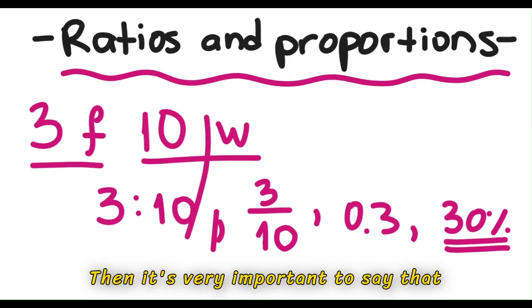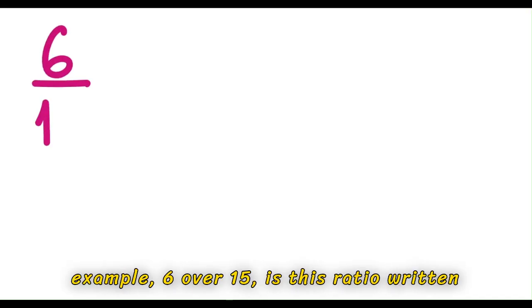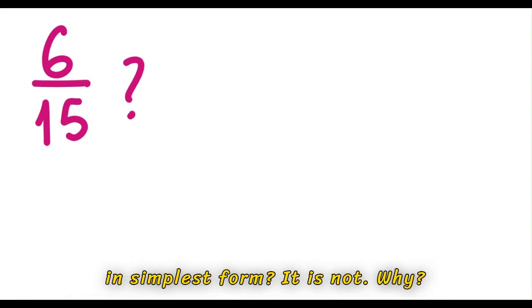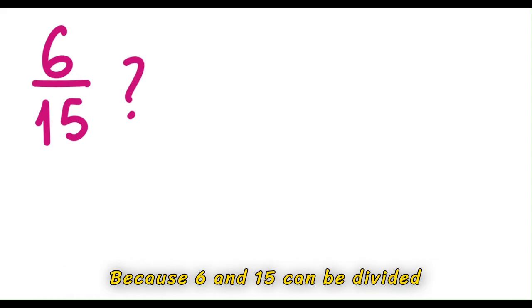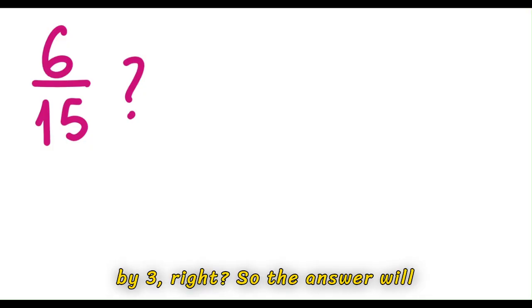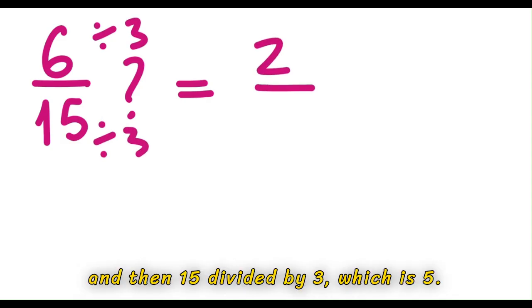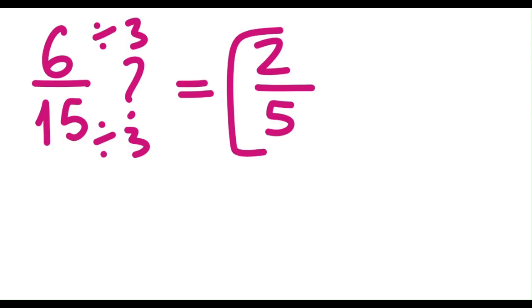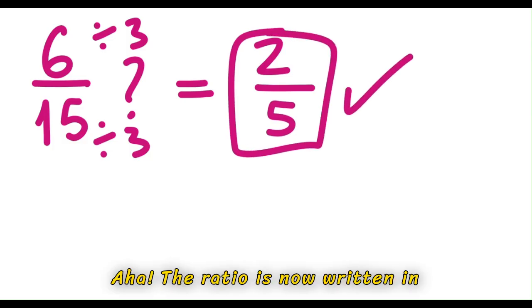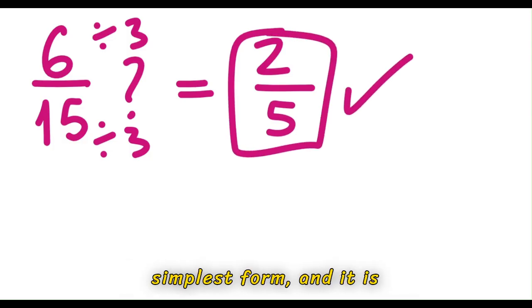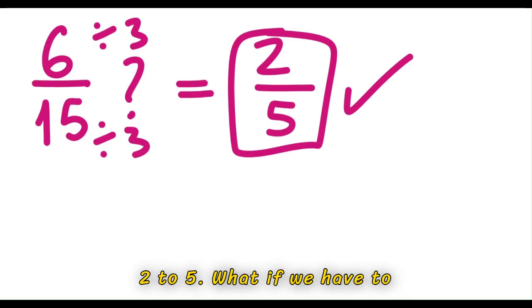Then it's very important to say that a ratio always has to be written in simplest form. So when we say, for example, 6 over 15, is this ratio written in simplest form? It is not. Why? Because 6 and 15 can be divided by 3, right? So the answer will actually be 6 divided by 3, which is 2, and then 15 divided by 3, which is 5. The ratio is now written in simplest form, and it is 2 to 5.